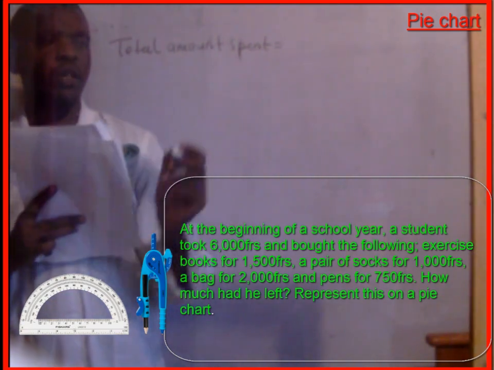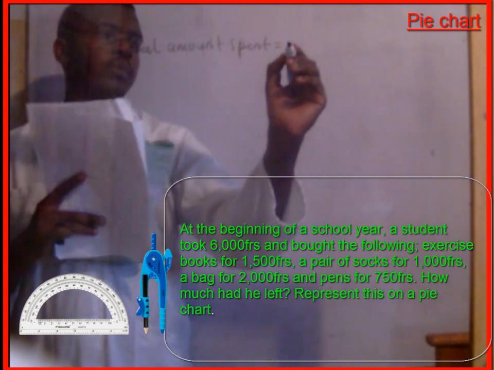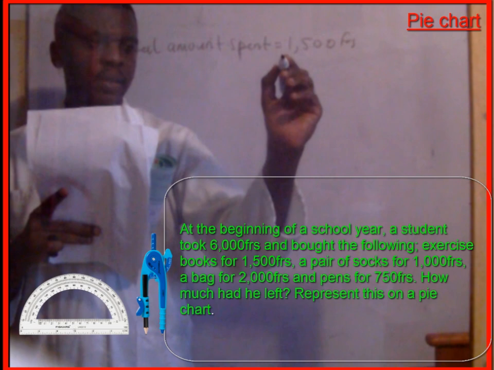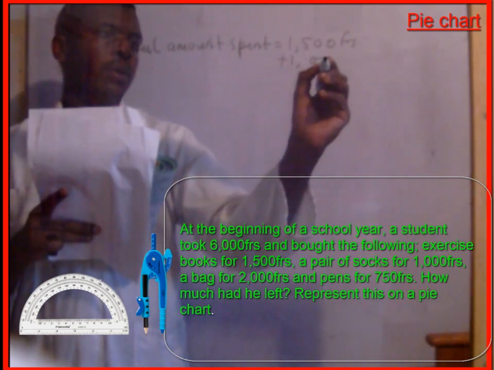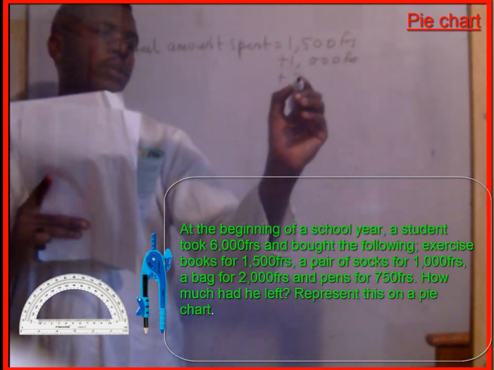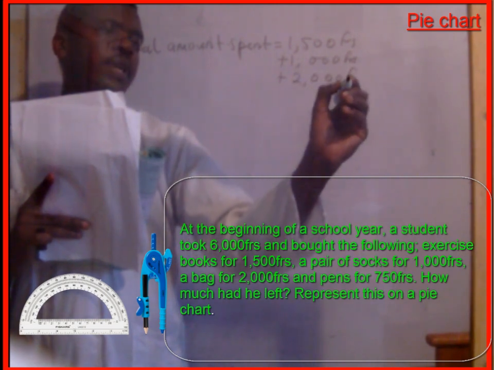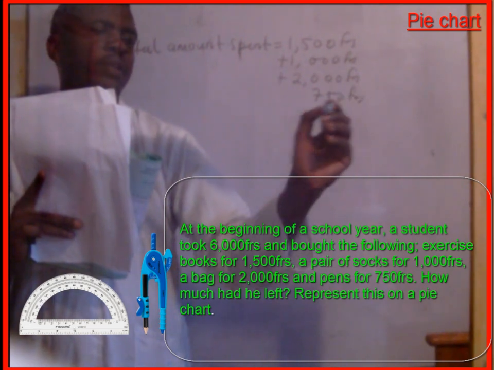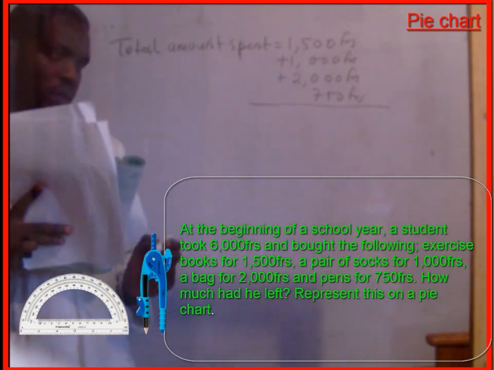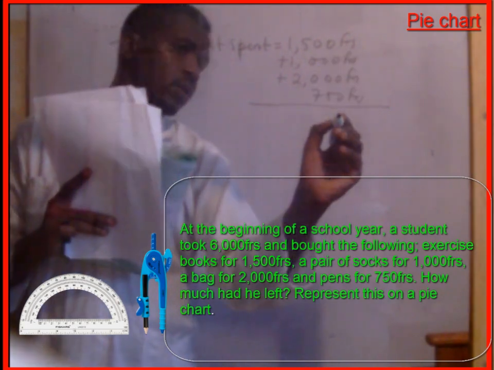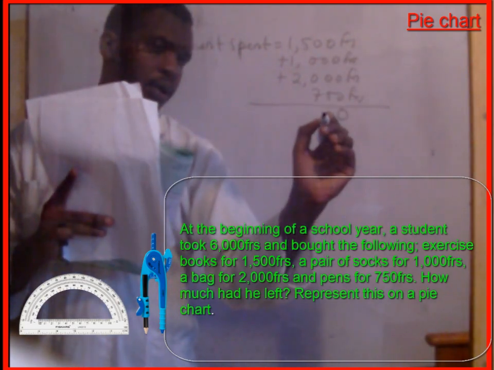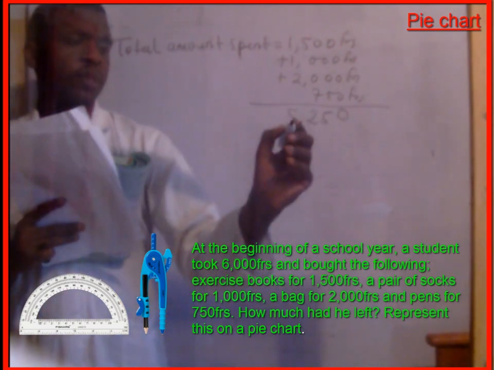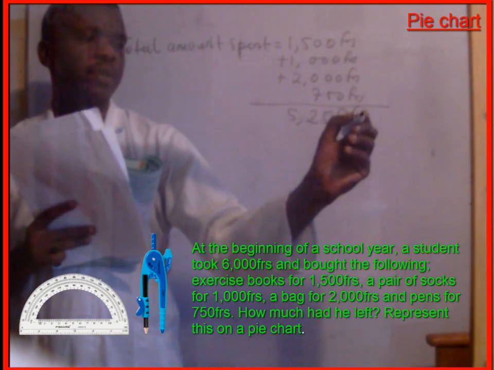Let's work out the total amount spent. This will be 1,500 francs plus 1,000 francs plus 2,000 francs plus 750 francs. Adding all of this gives us 0, 5, 2, and carry 1. So this gives us 5,250 francs.